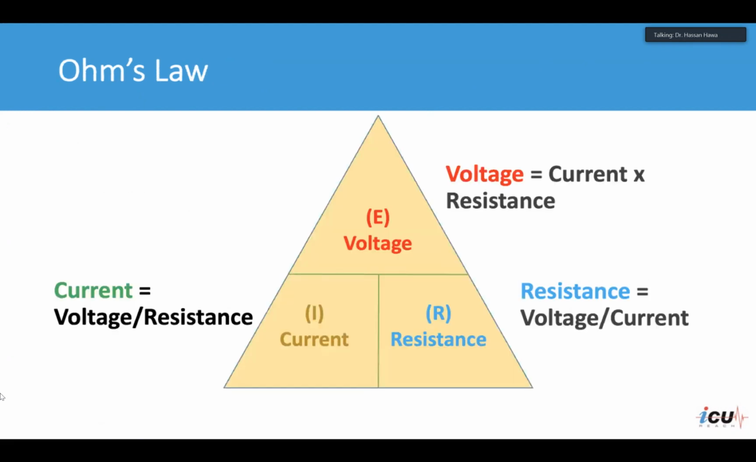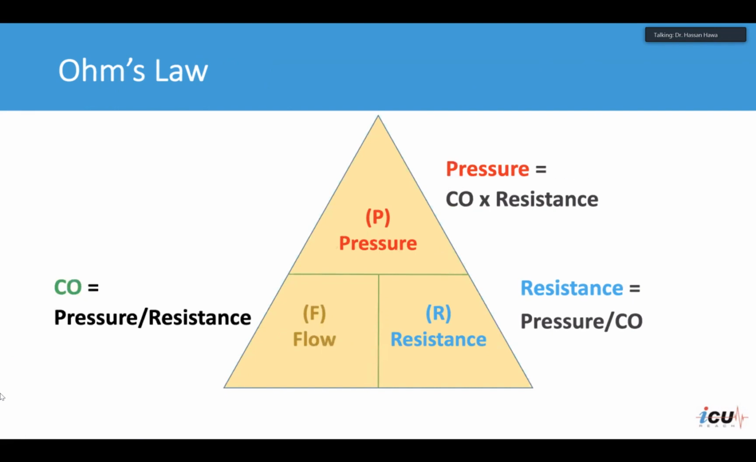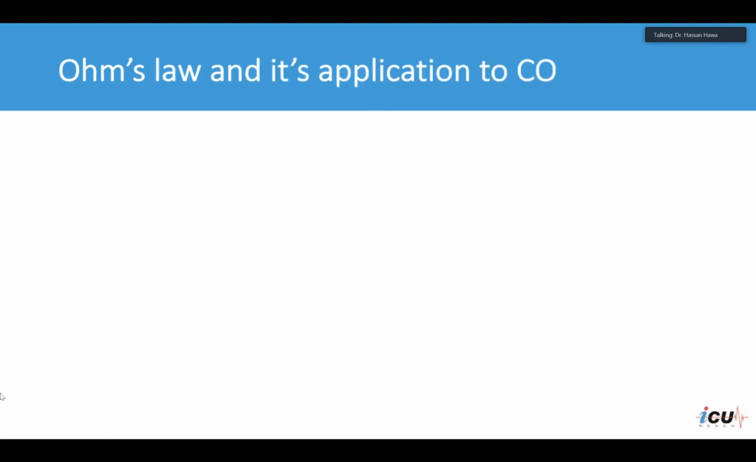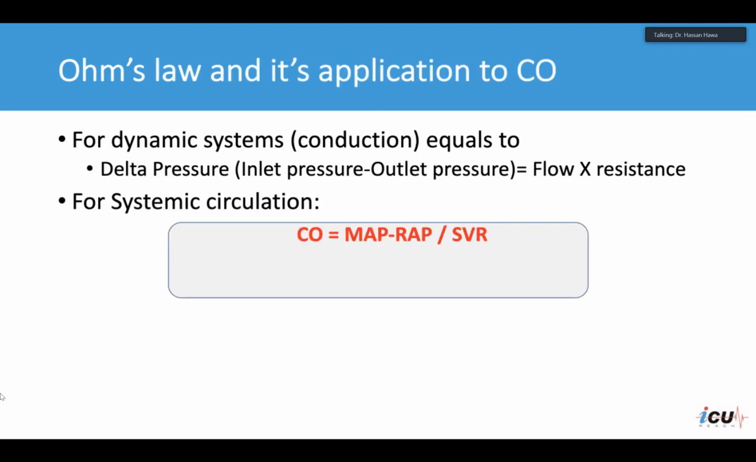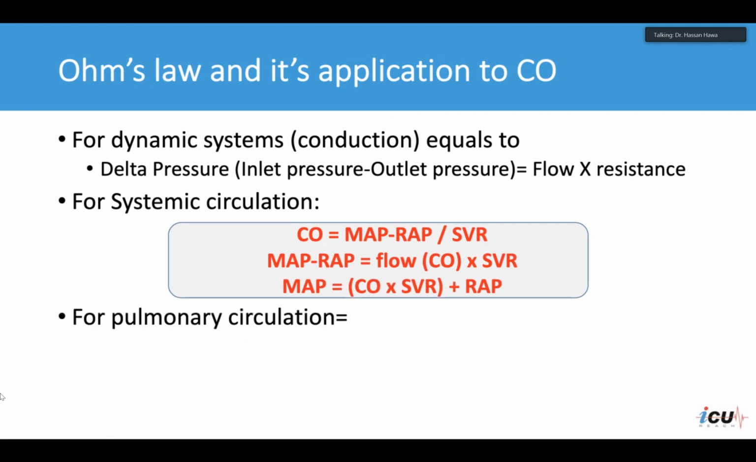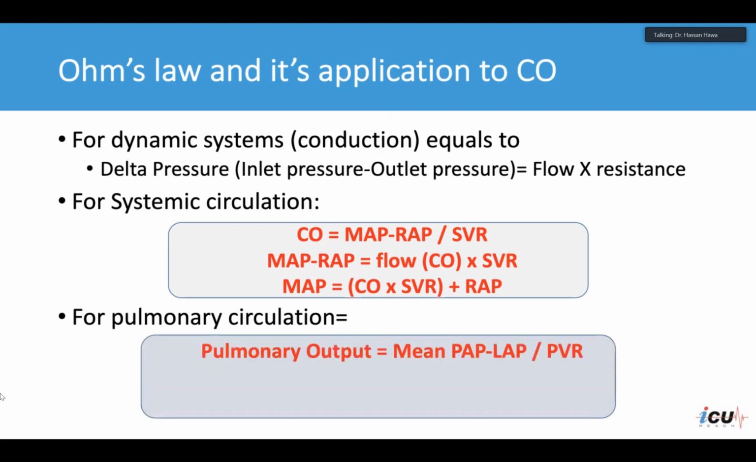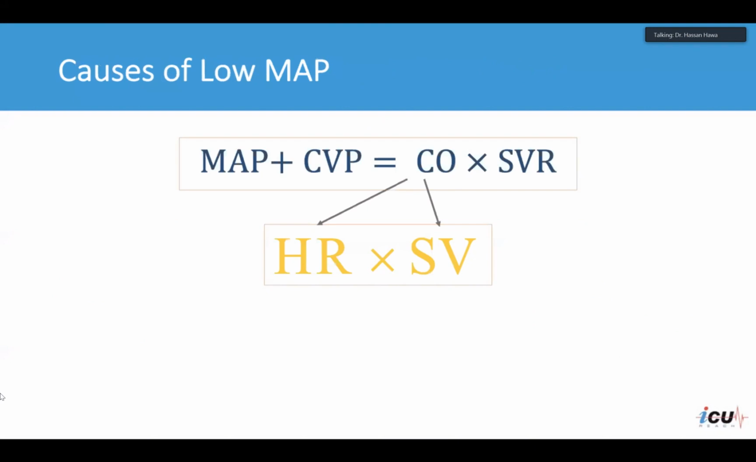Yesterday we talked about Ohm's law, so we don't need to spend too much time on it, but we used Ohm's law to deduce this equation that cardiac output equals the difference in the pressures divided by the systemic vascular resistance, and we concluded that MAP is equal to the cardiac output times systemic vascular resistance plus the right atrial pressure. And we can apply the same equation to the right side of the heart.